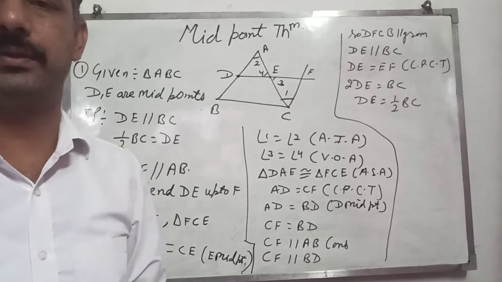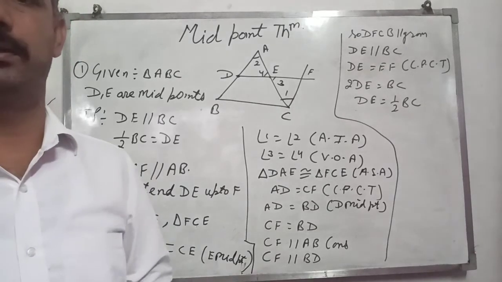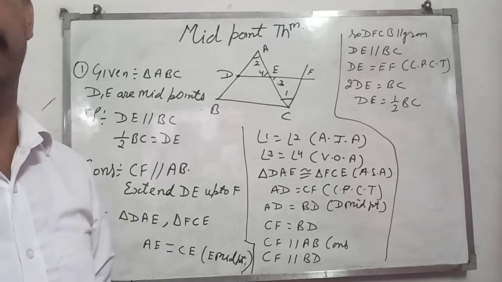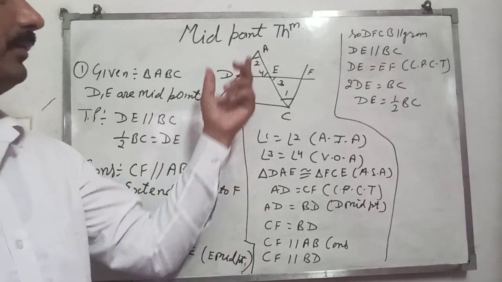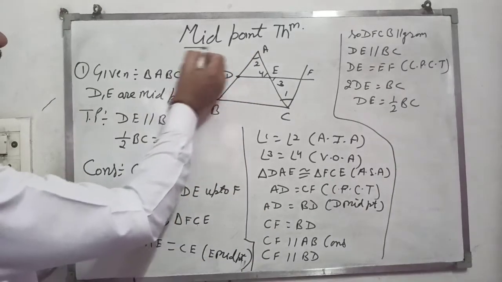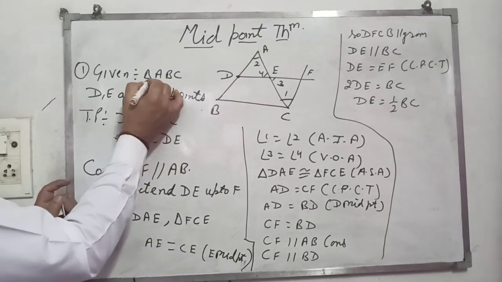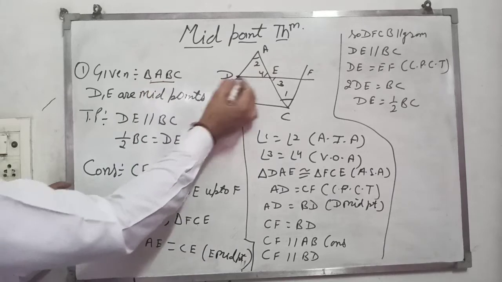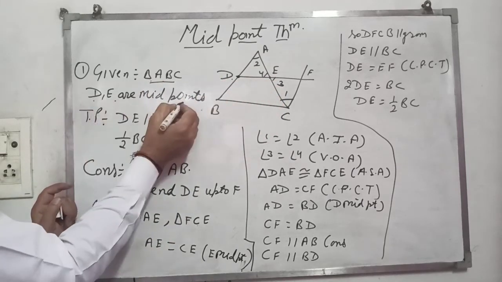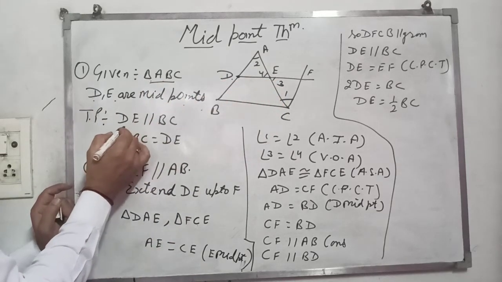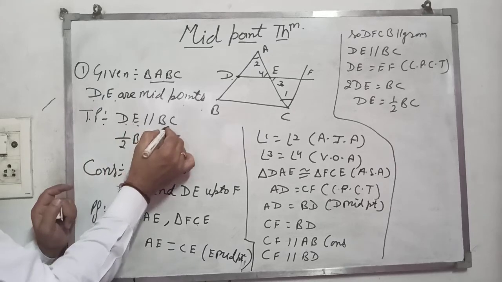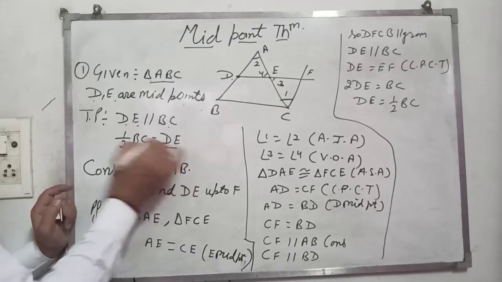Hello students, today we start the new exercise 8.2. Before we start 8.2, we have discussed the midpoint theorem. So, midpoint theorem: there is given ABC is a triangle and D and E are the midpoints. We have to prove DE is parallel to BC and half of BC equal to DE.